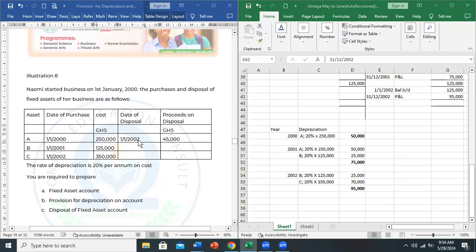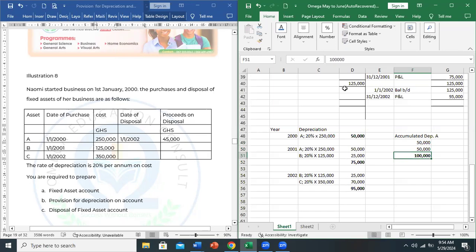But remember that this was the year a particular asset, asset A, was sold off in 2002. So we need to debit the provision for depreciation account with the accumulated depreciation on that asset, which is asset A. So let's see the accumulated depreciation on asset A. For the first year, we charge 50,000 on asset A. The second year, we charge another 50,000. The third year, we didn't charge anything. So in all, it is 100,000 accumulated depreciation.